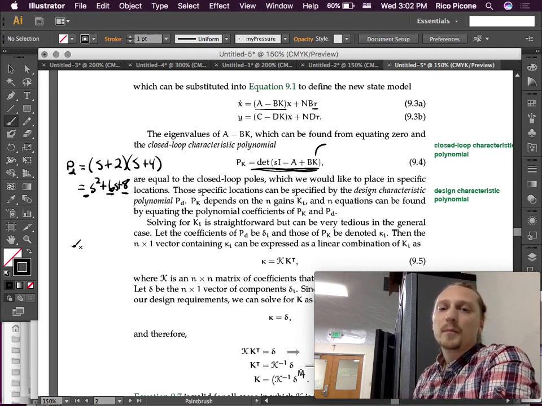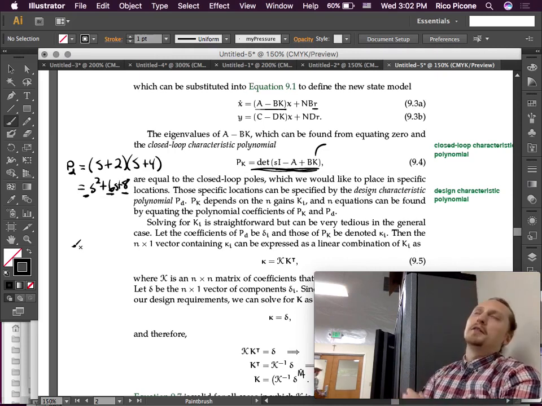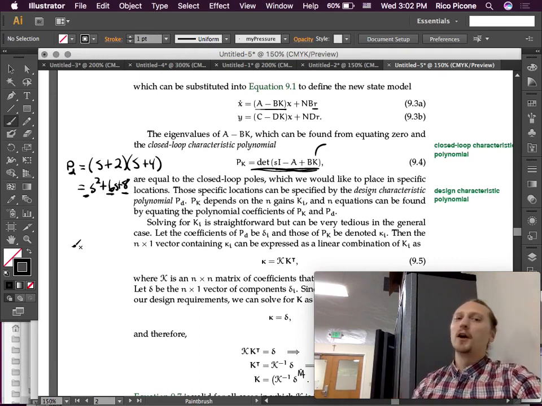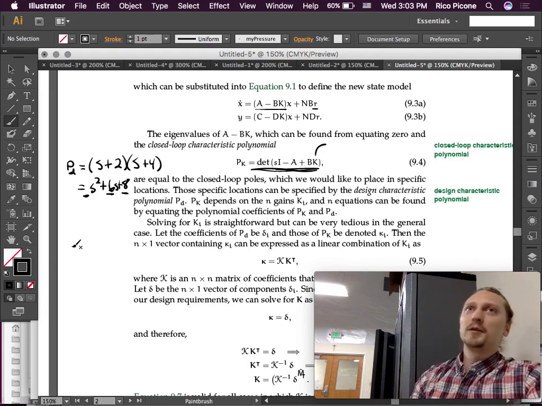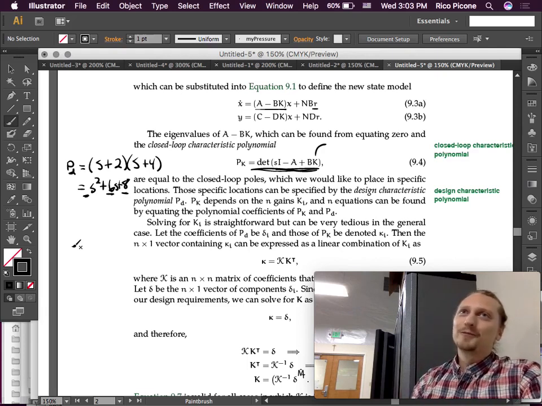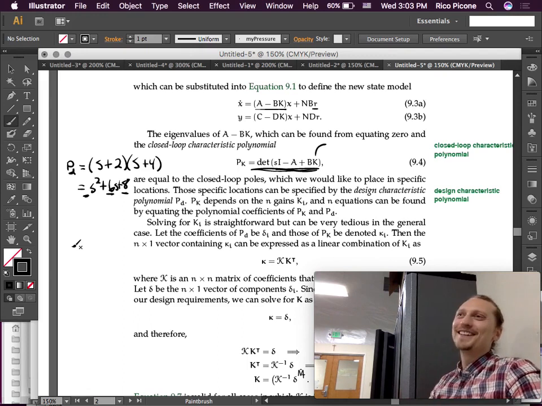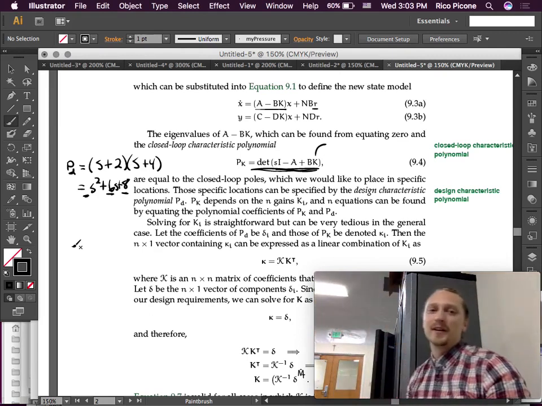And why would you choose 2 and 4? If you wanted an overdamped system, for instance, that's one way. If you wanted an overdamped system, you might want your poles to be there, but probably you would want something other than that. It's just an example. I just chose them because they were easy to multiply. I didn't want to multiply complex numbers, so I just left them off. But they could be complex, right? You could put our closed loop poles anywhere in the complex plane.